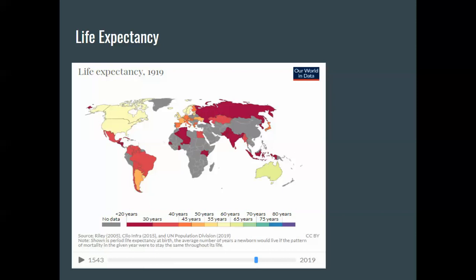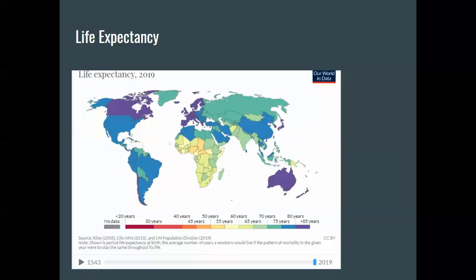Now, take this forward a century, and the world has changed radically. Life expectancies have soared. In fact, nowhere in the world today do we have life expectancies under 50 years. And so, again, we have radically changed mortality across the globe.